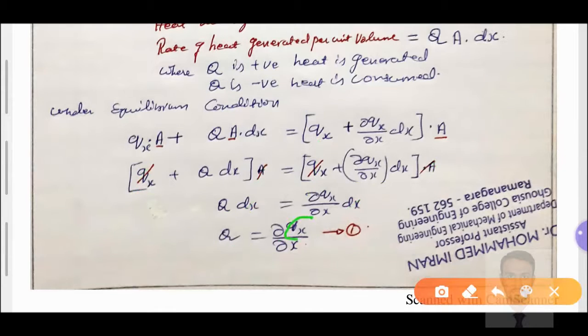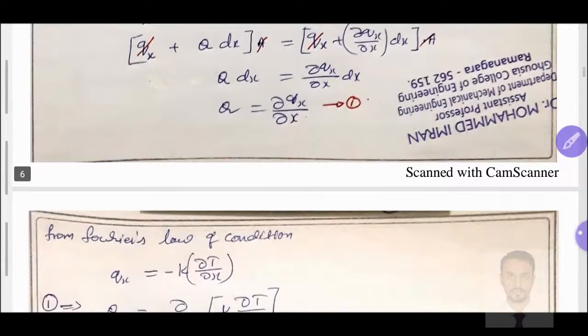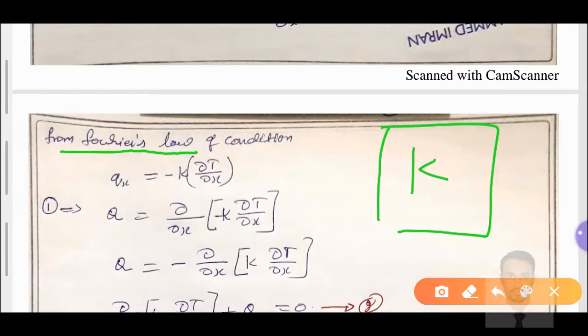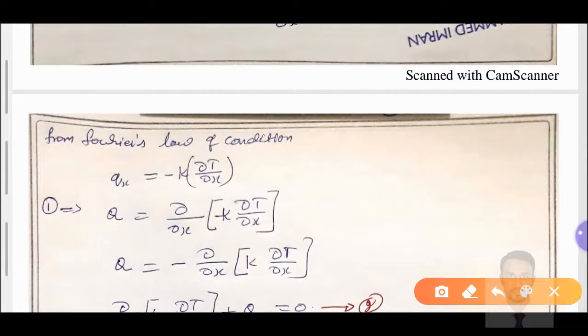We need to find this q of x, and we will get the differential equation of equilibrium for the given condition. That q of x is nothing but the heat flux. As we know from Fourier's law of conduction, within a body the conduction heat transfer takes place, where the heat flux q of x is equal to minus k into dou T by dou x. This is the conduction heat transfer rate equation. Then we will substitute this value in equation number 1.